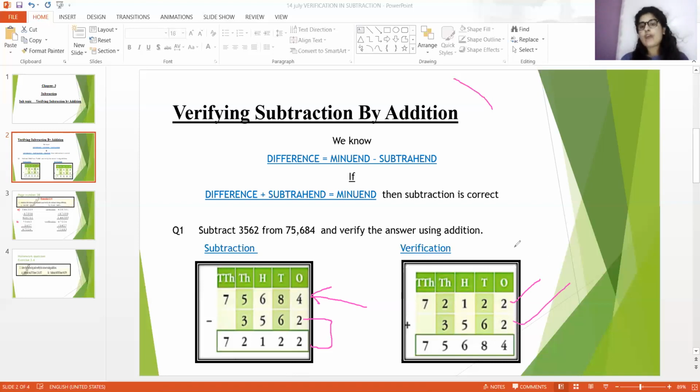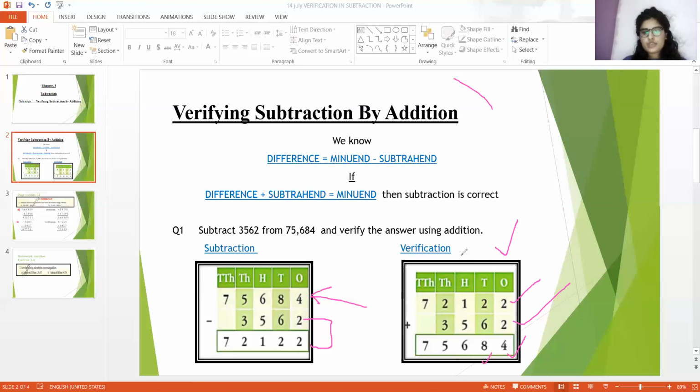Start adding from the ones place. At the ones place, I can see I have 2 and 2. 2 plus 2 is 4. So I will write 4 here. Now 6 plus 2 is what? Keep the bigger number here and the smaller number on fingers. 6, 7, 8. So write 8 here.